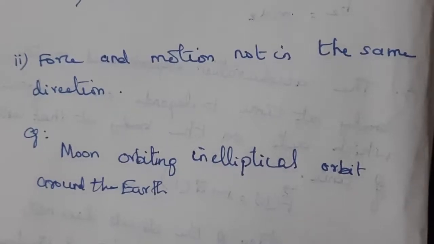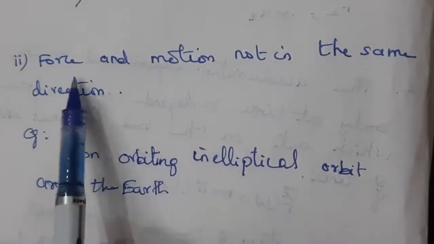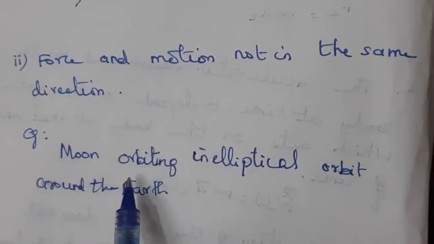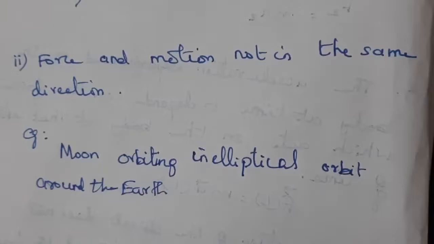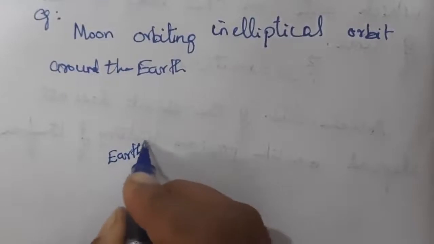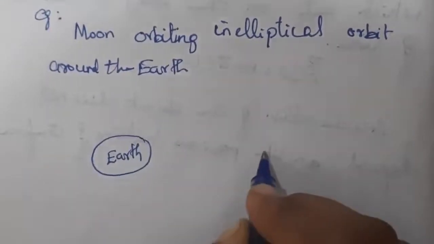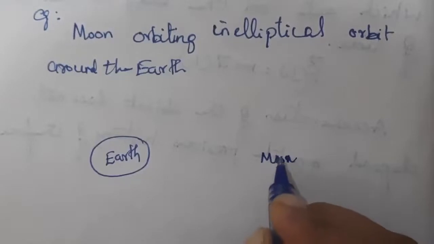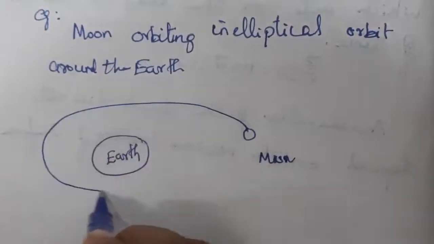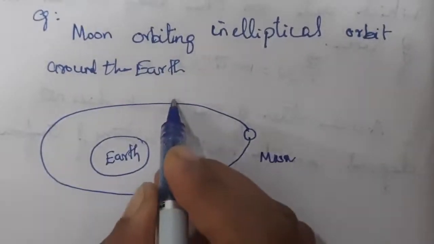Case 2. Force and motion not in the same direction. For example, the moon orbiting in an elliptical orbit around the earth. So consider this is earth and this is moon. This moon is revolving around the earth in an elliptical orbit.